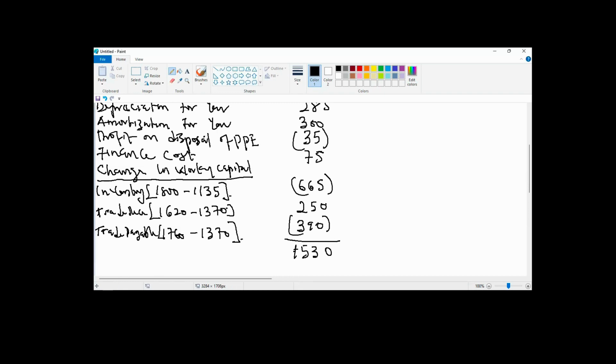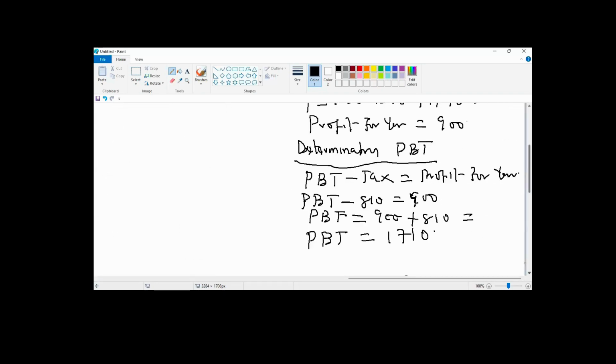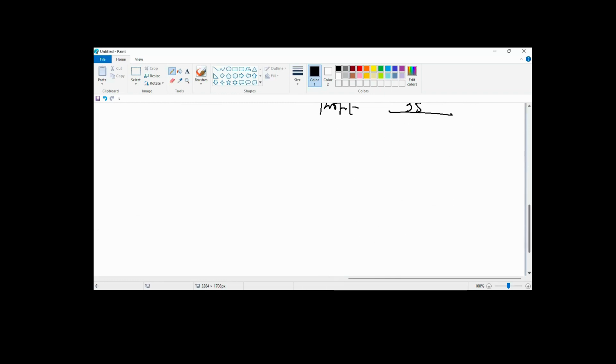What do I call the 1,530? Cash generated from operations. Now, I need to calculate tax. I will not say calculation, but tax paid.